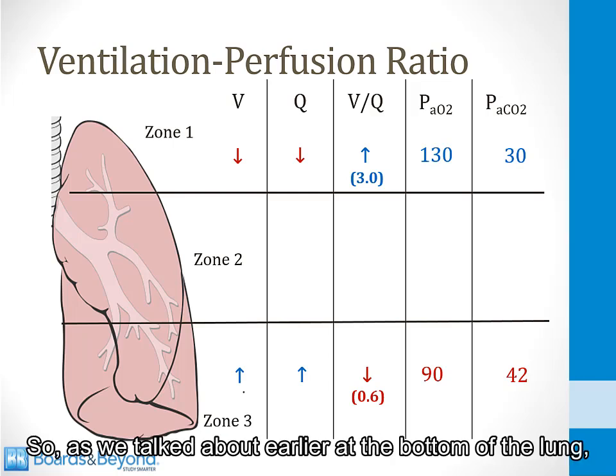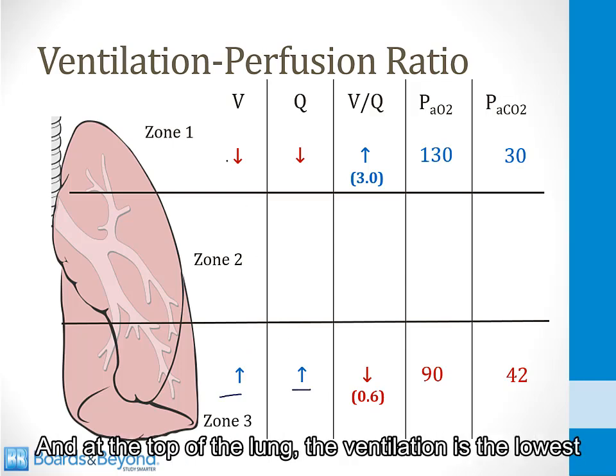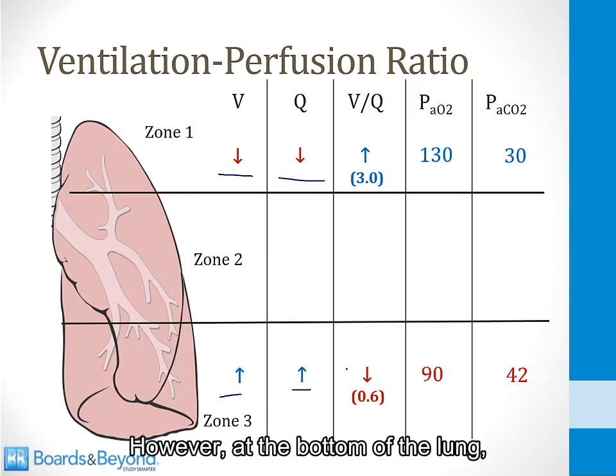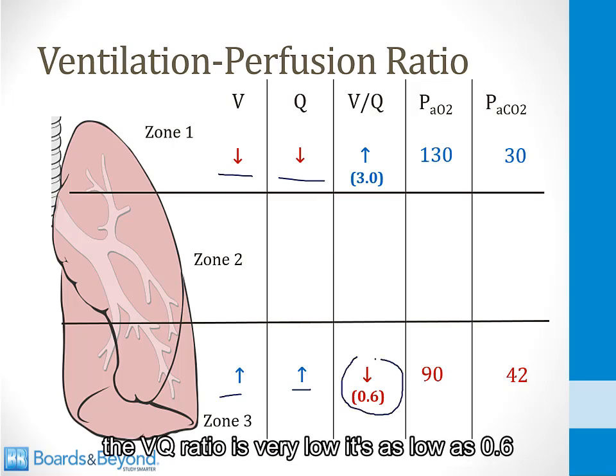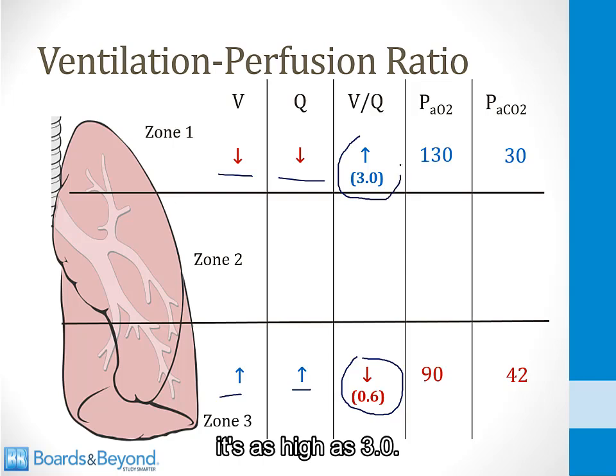So as we talked about earlier, at the bottom of the lung, the ventilation is the highest and so is the perfusion, and at the top of the lung, the ventilation is the lowest and so is the perfusion. However, at the bottom of the lung, the VQ ratio is very low. It's as low as 0.6 at the bottom of the lung. At the top of the lung, the VQ ratio is very high. It's as high as 3.0.